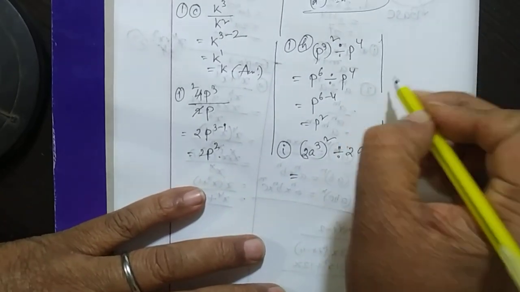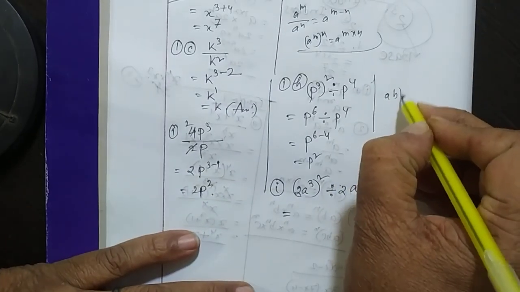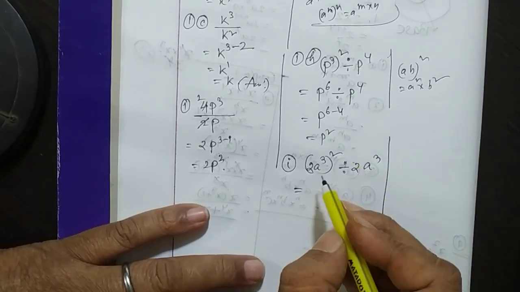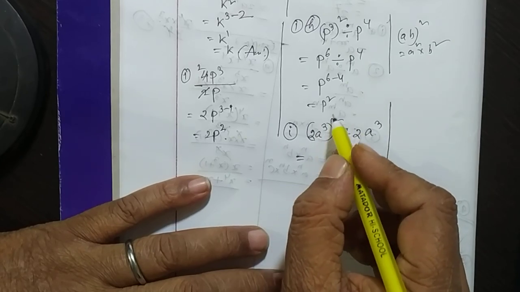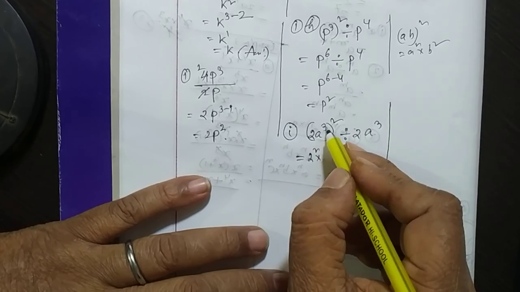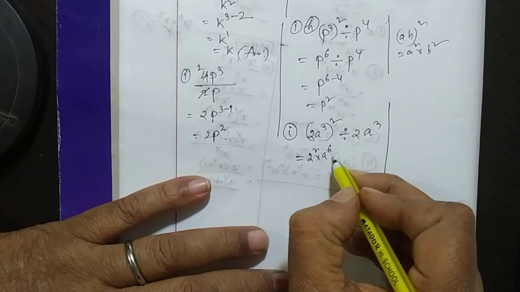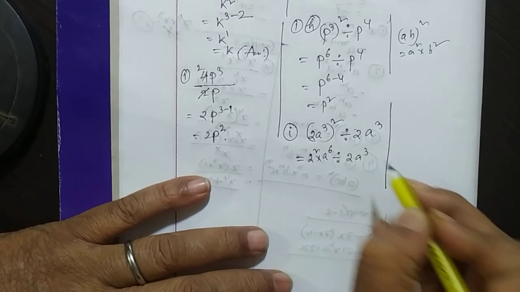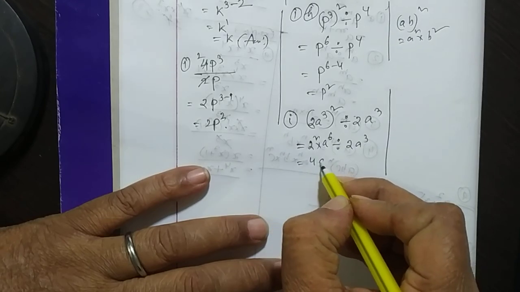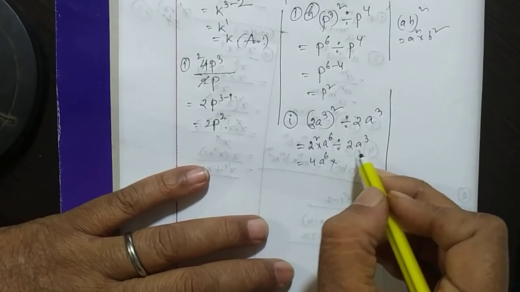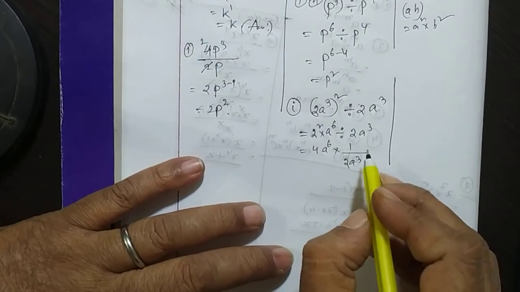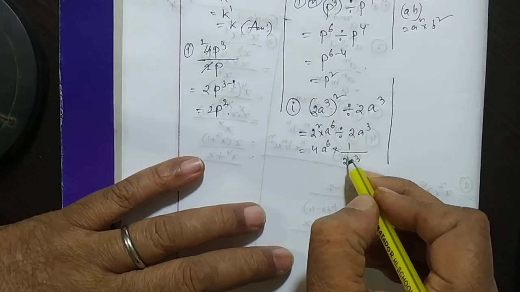We had a rule: if the bases are different and the powers are the same, then the power will be distributed to each base. So here, similarly, (2a^3)^2, we can write 2 squared, and (a^3)^2, directly we can write a to the power of 6, and now divided by 2a to the power of 3. So here we have 4a to the power of 6, and for division, the immediate next number, 1 by 2a to the power of 3. So now we can simplify.